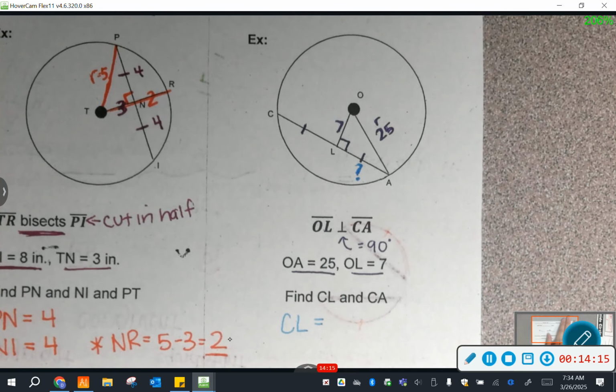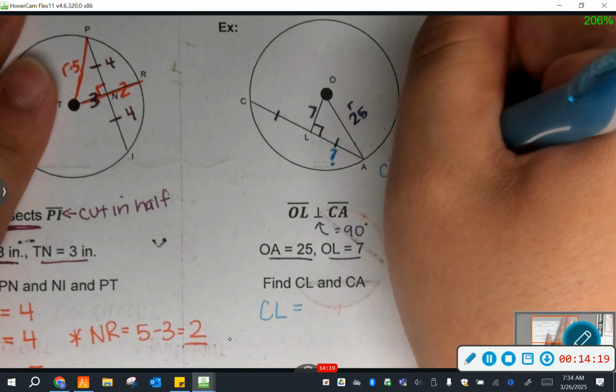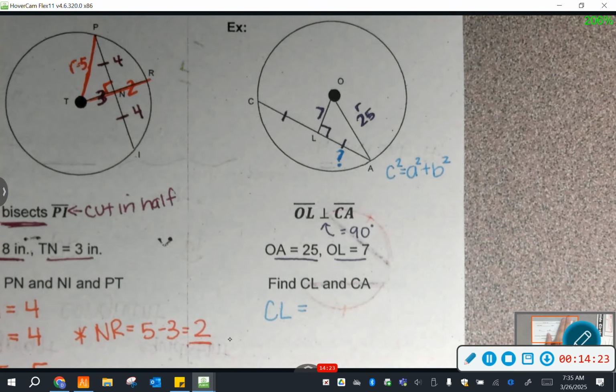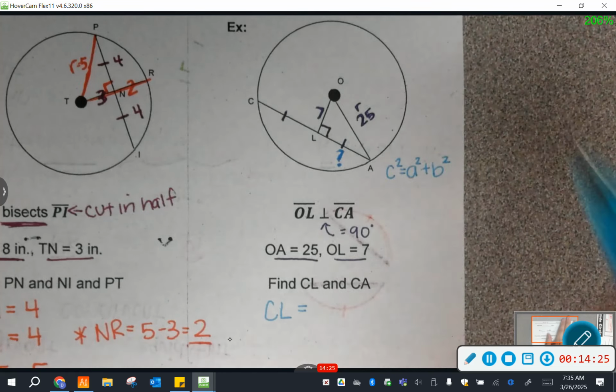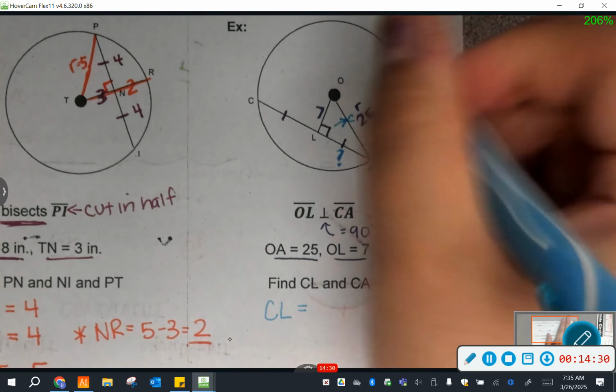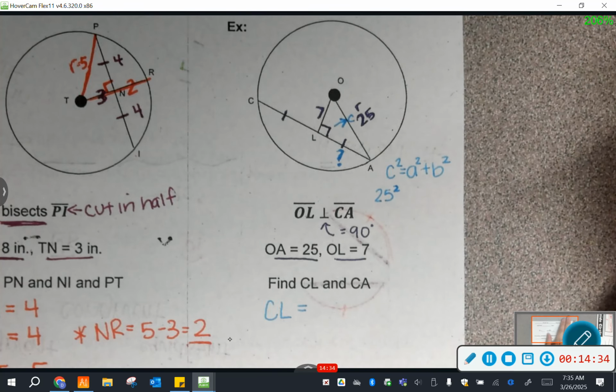Do y'all agree with that? Yeah. So as a reminder, Pythagorean theorem is C squared equals A squared plus B squared. Please write this down with me. And this time, do I have my C? Yes. Remember, C is across from the 90.